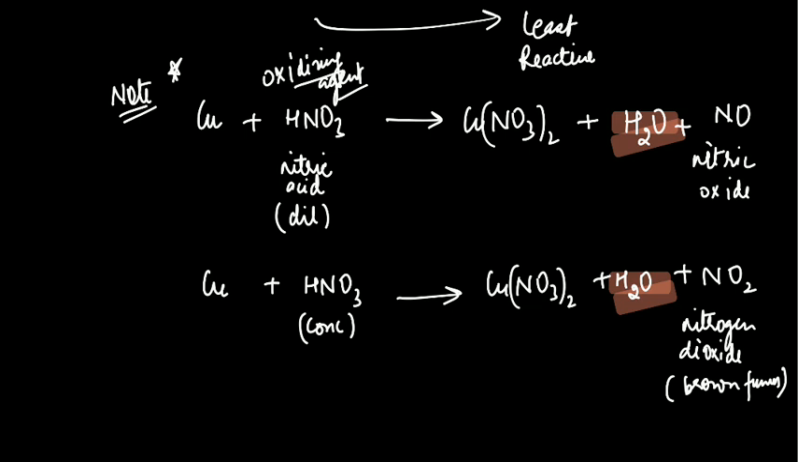Now, what is an oxidizing agent? That we can discuss in redox reactions, but at least as of now, if you can remember these two reactions, which are quite important ones: copper reacting with dilute nitric acid gives us nitric oxide, copper nitrate and water. These are the same products in both the equations, but with the concentrated, it's giving nitrogen dioxide.